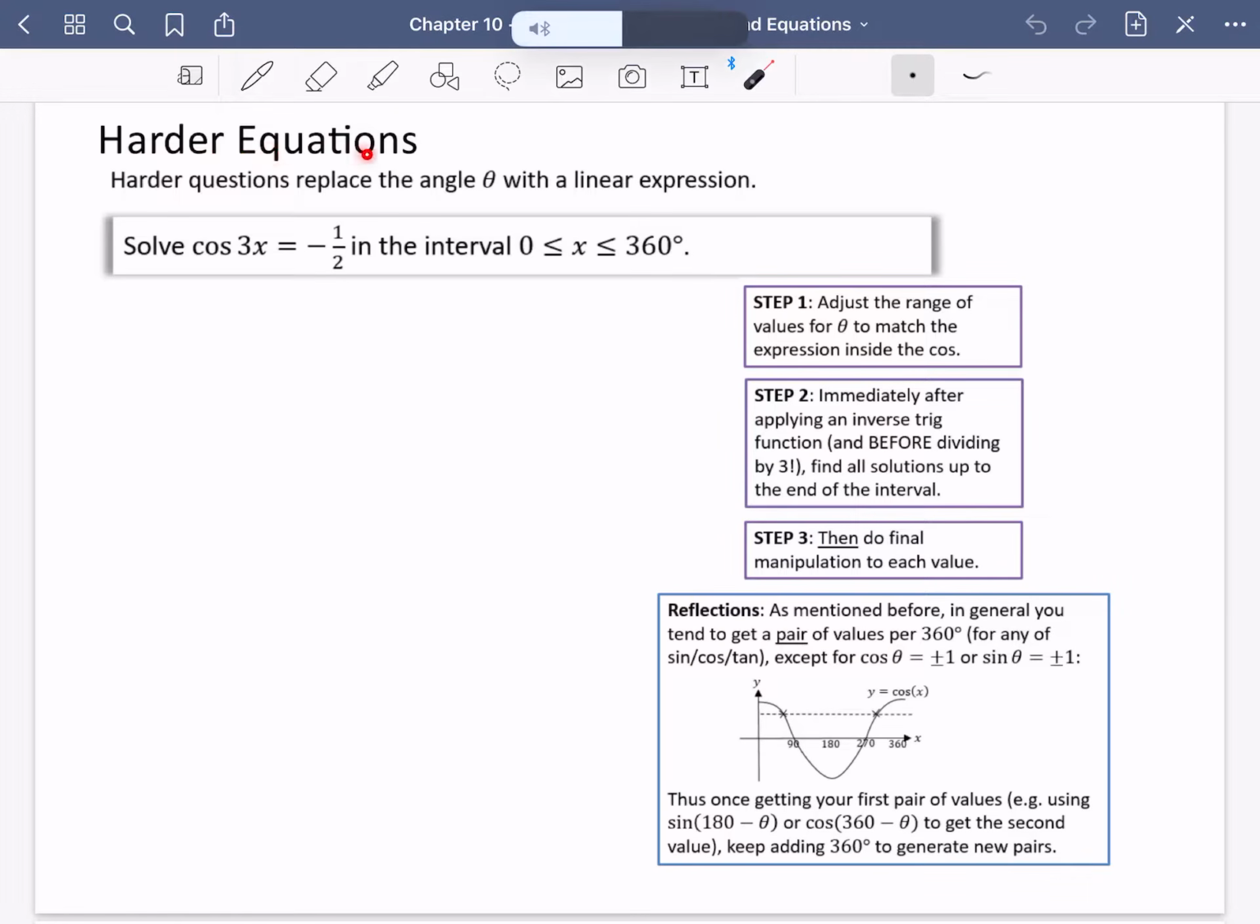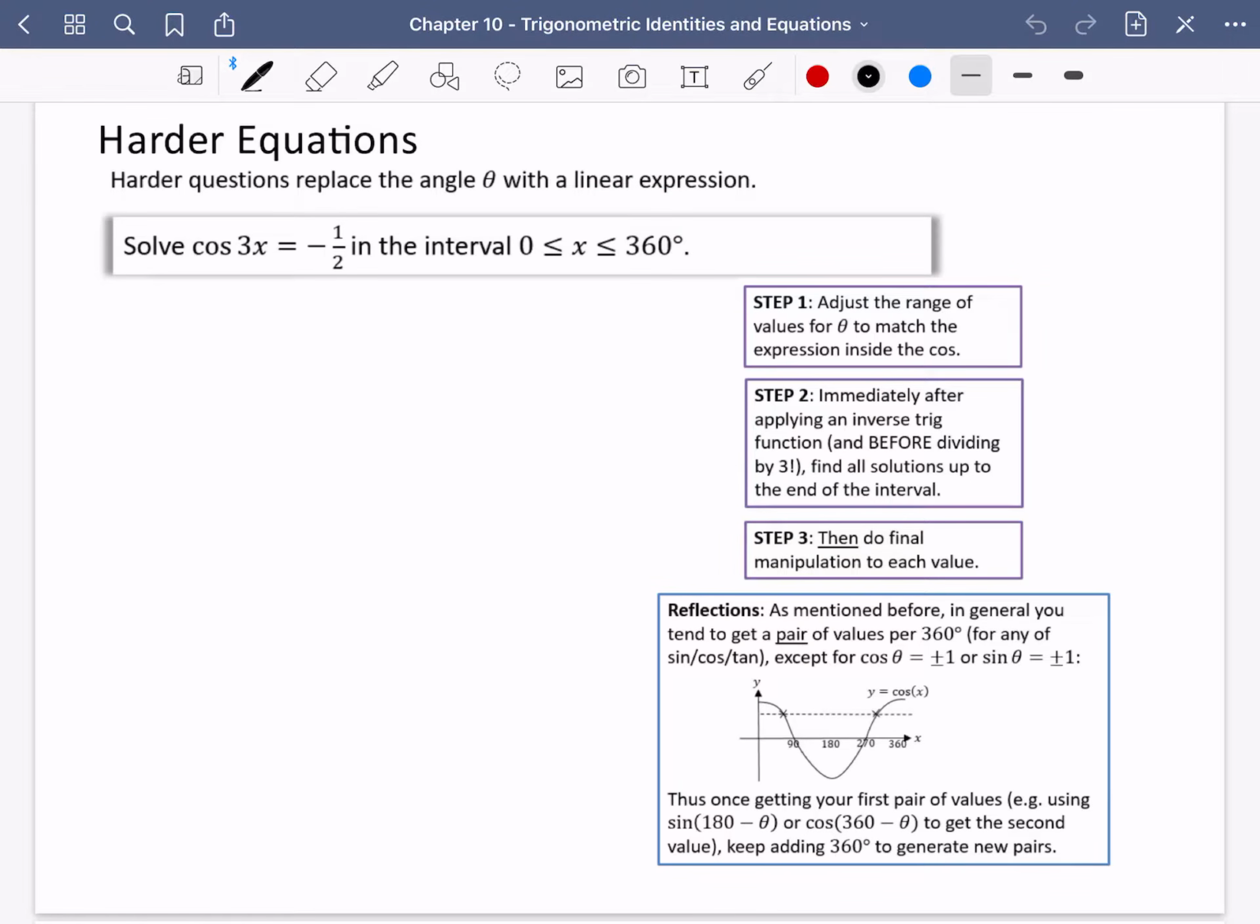Okay, so we're going to be having a look at some different types of equations today. And I've called these harder equations because really what's happening here is there's just a slight change: the angle is no longer going to be just theta or just x. It's then actually going to become a linear expression.